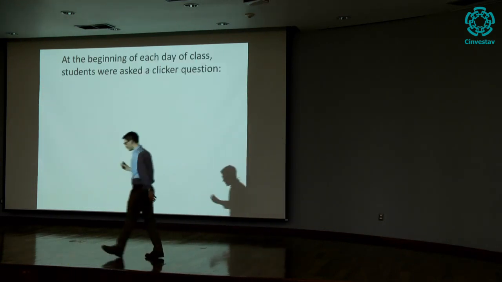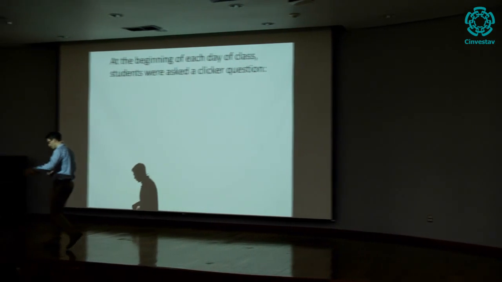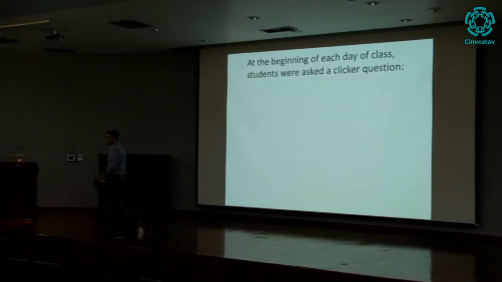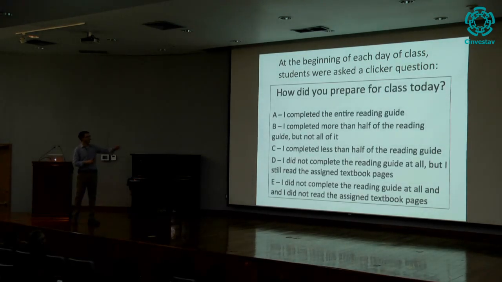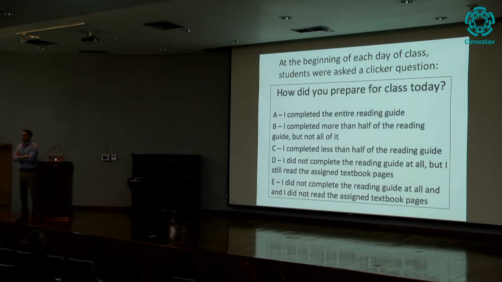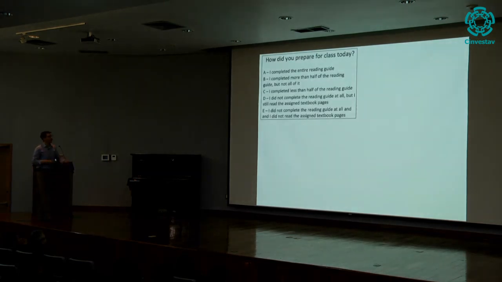So what I did at the beginning of each day of class, because there was one reading guide for each day of class, I had them do a clicker question, kind of like we did with that Poll Everywhere, vote on your phone. I had them click in and tell me this answer. So basically, how did you prepare for class today? You did the entire reading guide? I did more than half, but not all of it. Less than half of it. I didn't do it at all, but I still read the book. And then, I didn't do anything. So I had them self-report to me how much they prepared for class that day. And here's what I saw.